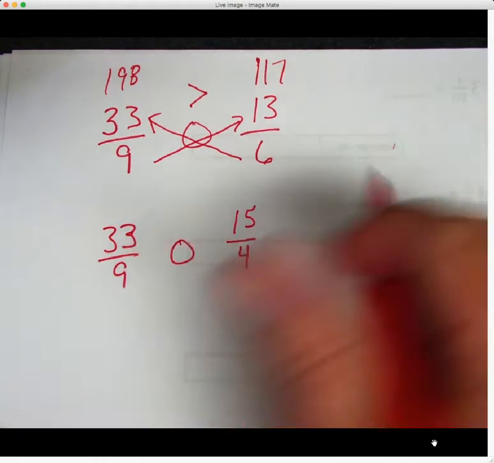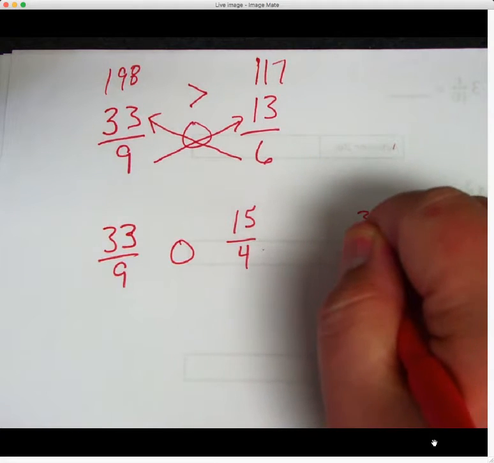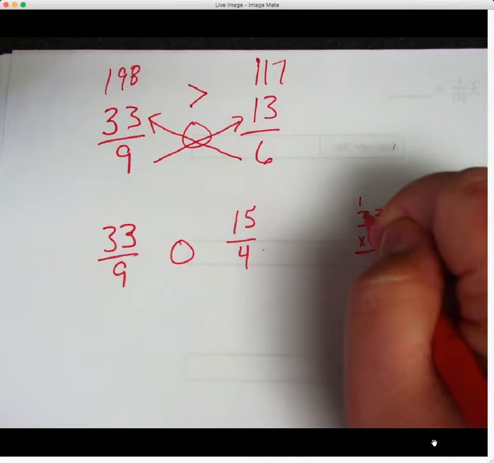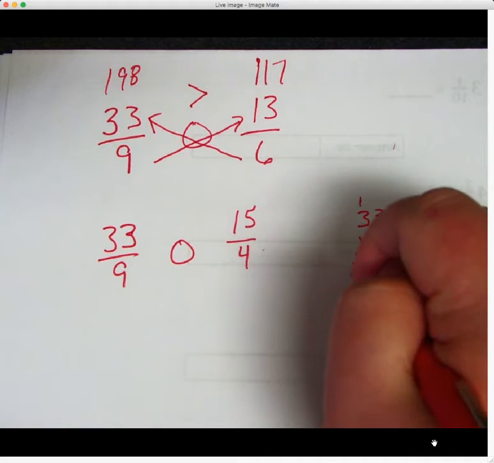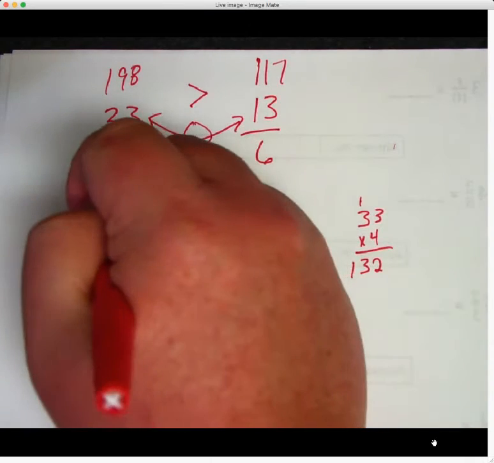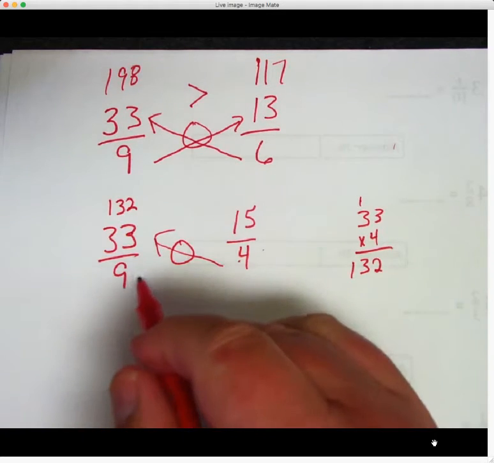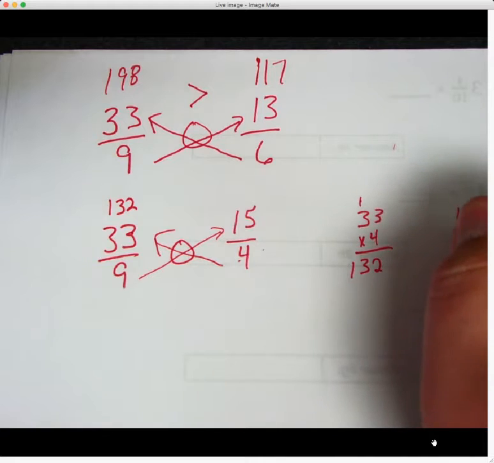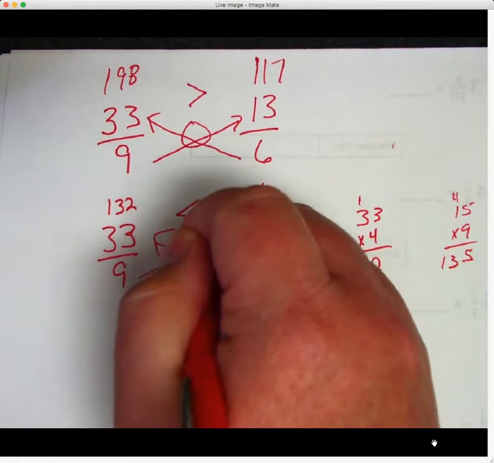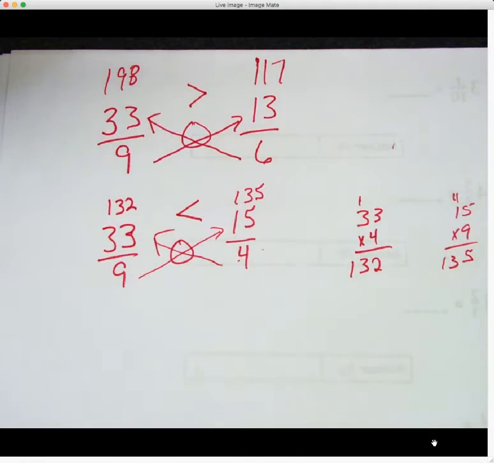Well, you can multiply like this. 33 times 4, because we know how to do this. 4 times 3 is 12, carry your 1. 4 times 3 is 12, plus 1 is 13. So 4 times 33 would be 132. Then 9 times 15: 9 times 5 is 45, put our 4 up there. 9 times 1 is 9, plus 4 is 13, so 135. So this time we see that 15/4 is barely bigger than 33/9.